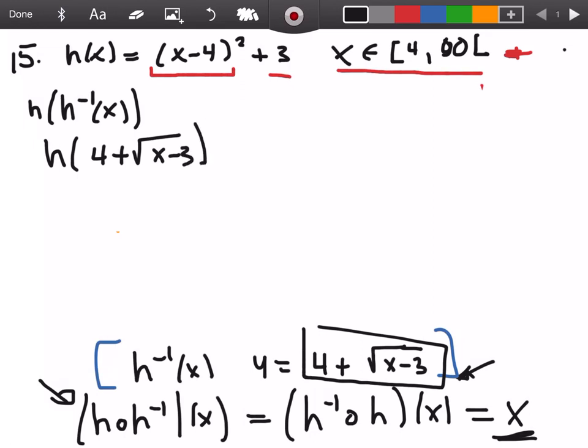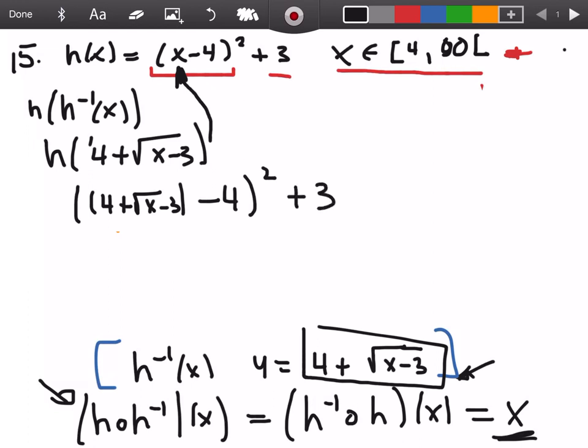And then we take this and we stick it into that x, because that's the h function. So this whole quantity goes in there. So that's going to become parentheses, and I'm going to put another parentheses for the x: 4 plus the square root of x minus 3, minus 4, quantity squared, plus 3. You see that? This whole part here had to all fit inside that little x, that container.